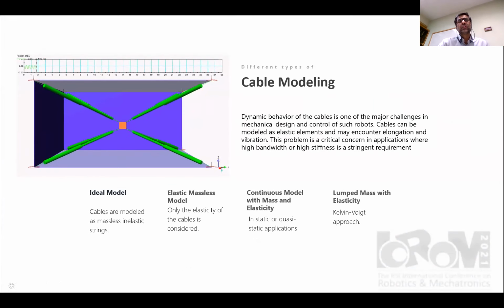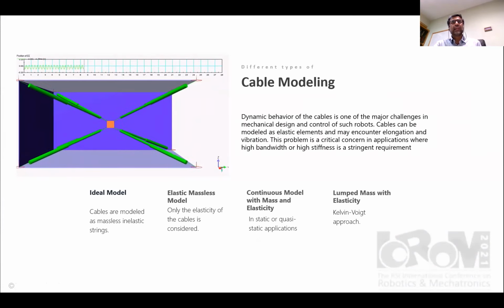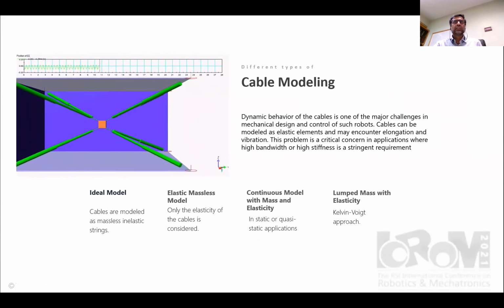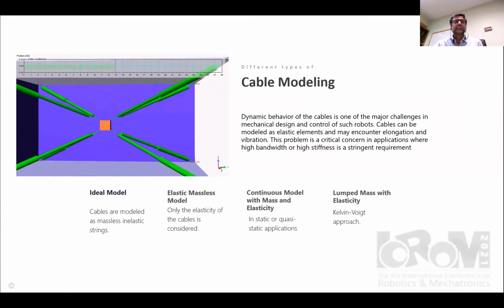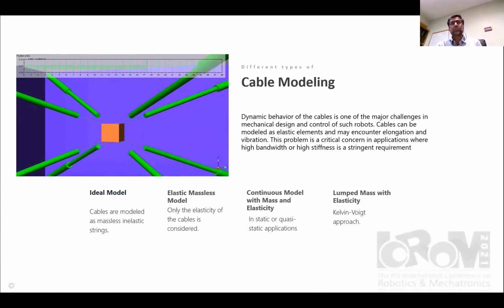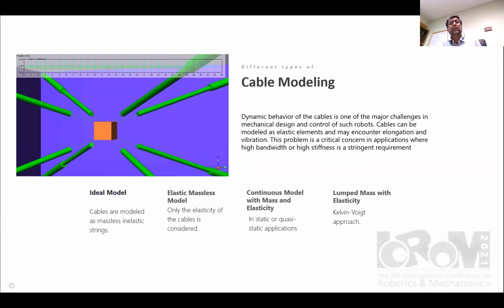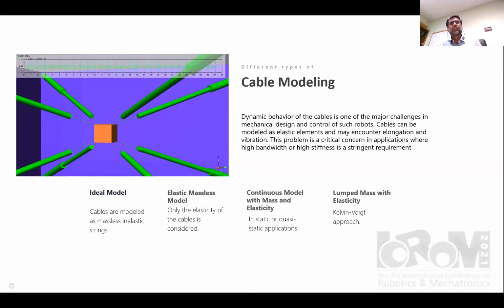As we know, the dynamic behavior of cables is one of the major challenges in mechanical design and control of such robots. Cables can be modeled as elastic elements and may encounter elongation or vibration. This problem is a critical concern in applications where high bandwidth or high stiffness is a stringent requirement. It should be noted that exact modeling of cable dynamic characteristics is a very challenging and complicated problem. Because of this, in many research works, based on the application, the dominant dynamics of the cable is considered.